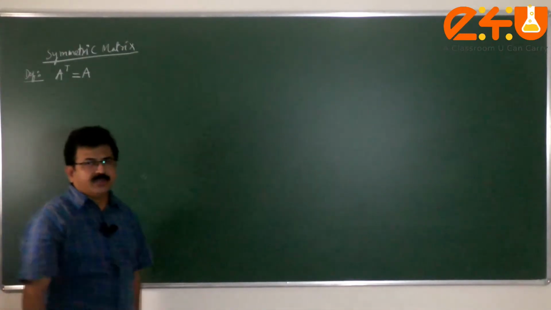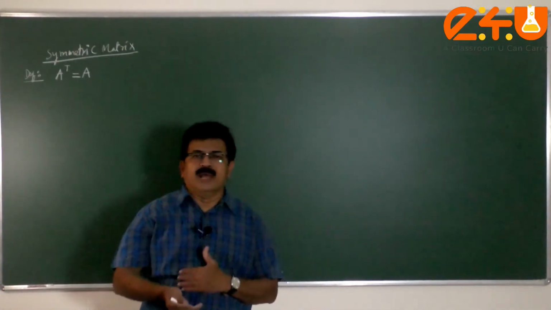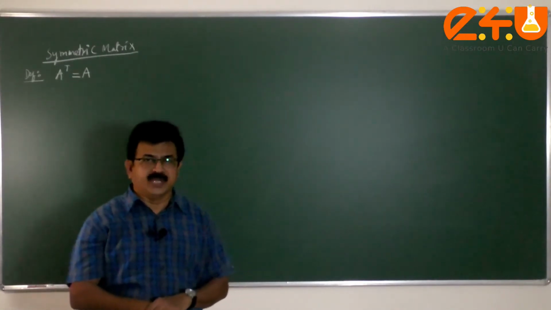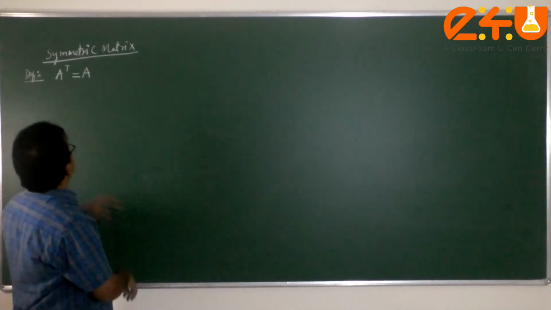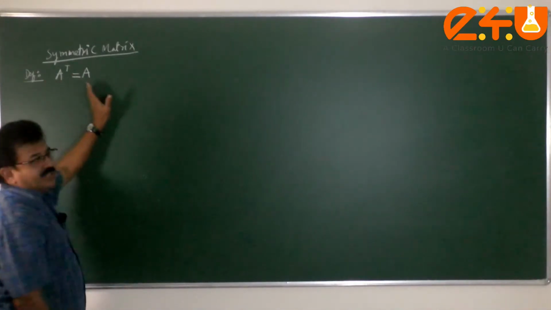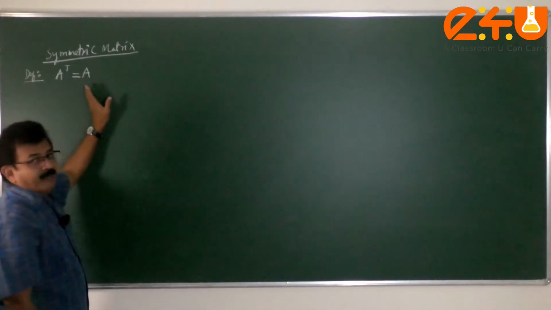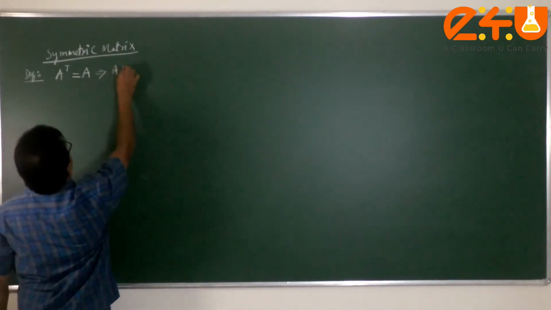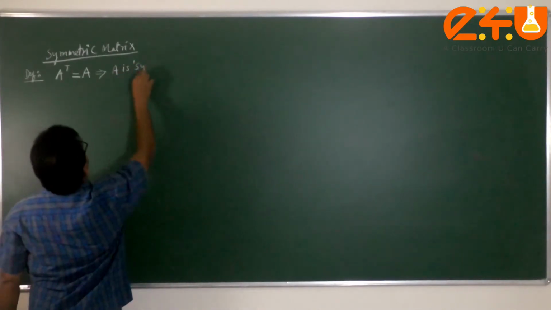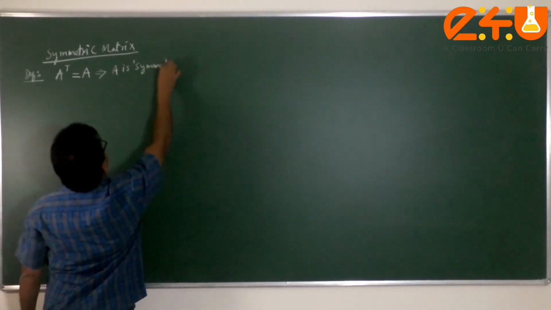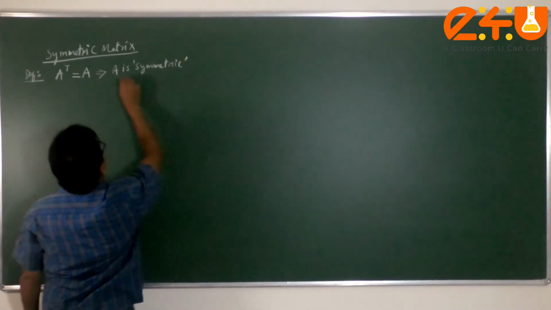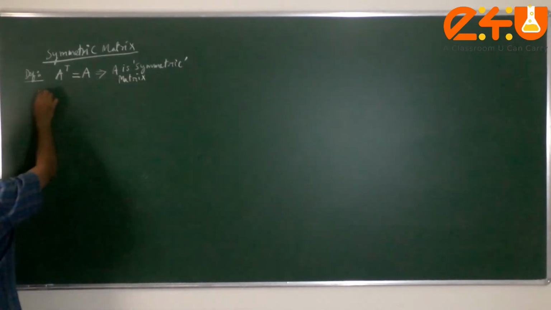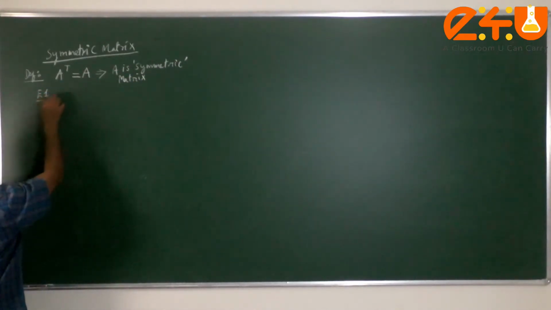We have learned transpose in our previous class. That is, you take the matrix and convert rows to columns and vice versa. You get the transpose and compare it with the original matrix. If they happen to be the same, then A is a symmetric matrix. Let me give an example for this immediately.